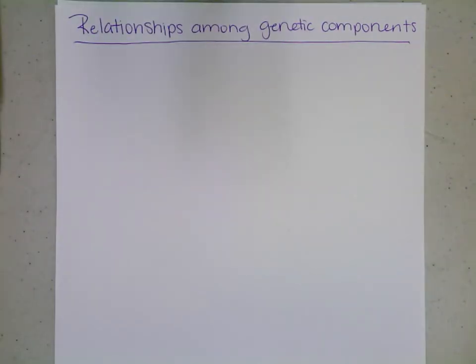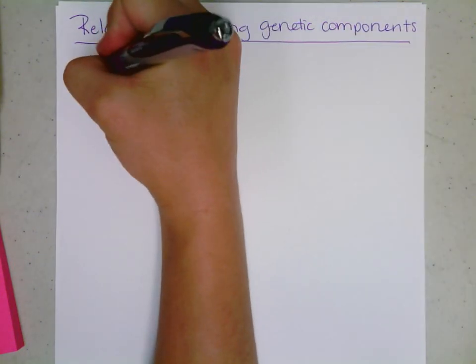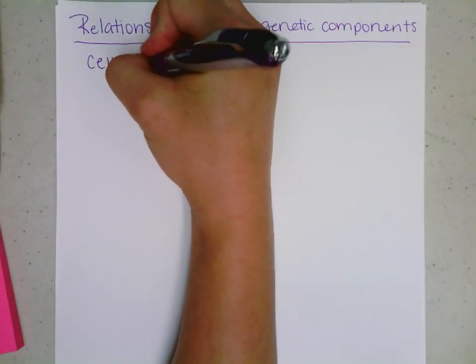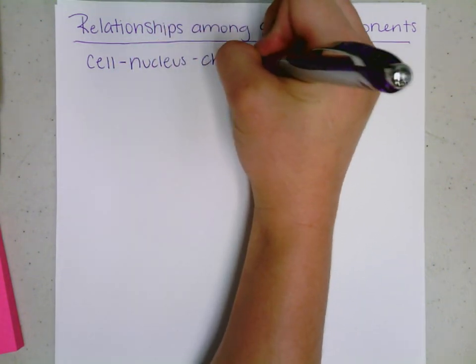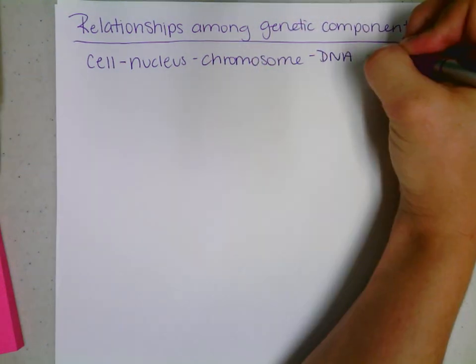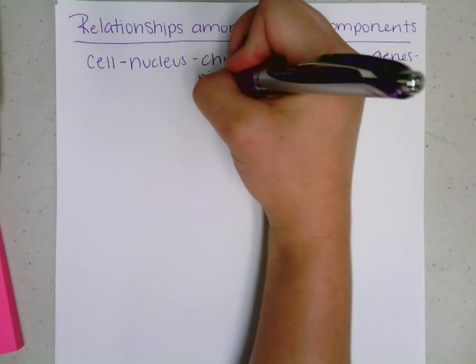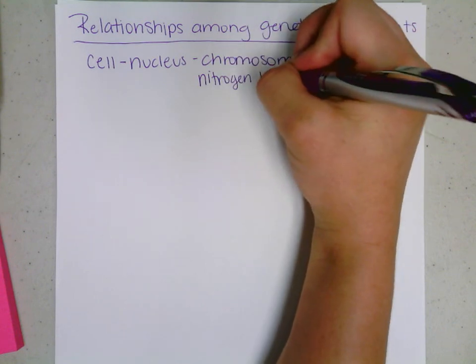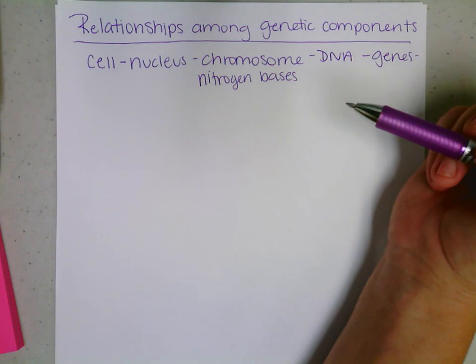Today what we're going to focus on is the intimate relationships between each of these components. So we're going to look at all of those 6 components, from cell to nucleus to chromosome to DNA to genes and all the way to nitrogen bases. We're going to look at how each of these things are closely related.